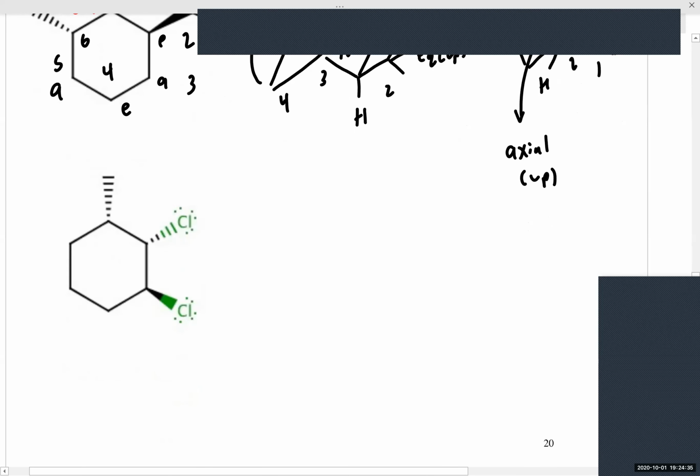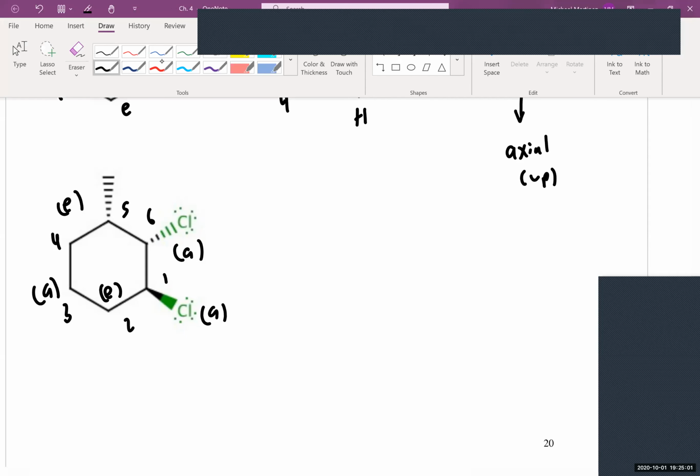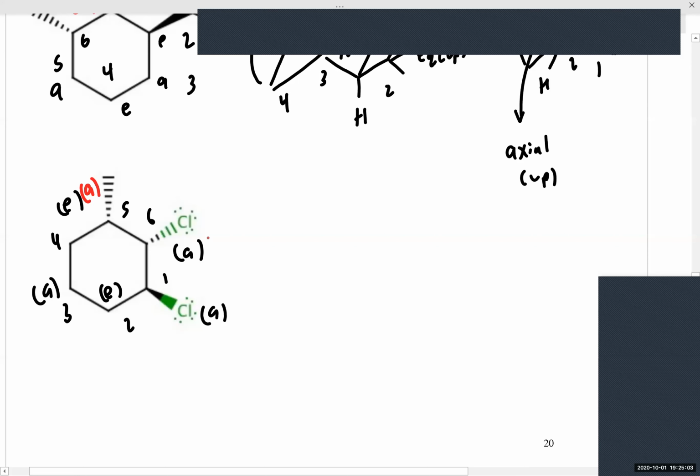Okay, let's look at this second example. So I'm going to label my carbons. In this case, I'm going to put this methyl at carbon 1 arbitrarily. You can also choose, if you want, to number the chlorine at carbon 1 and then count clockwise around the ring. In this case, we'd have axial, equatorial, axial, equatorial, axial. Since both of these substituents have dashes instead of wedges, we use the opposite label.